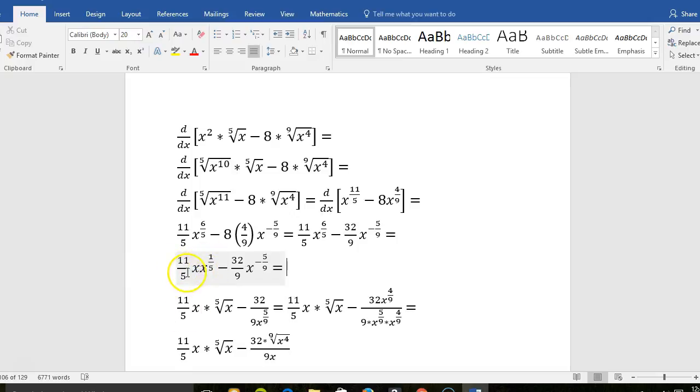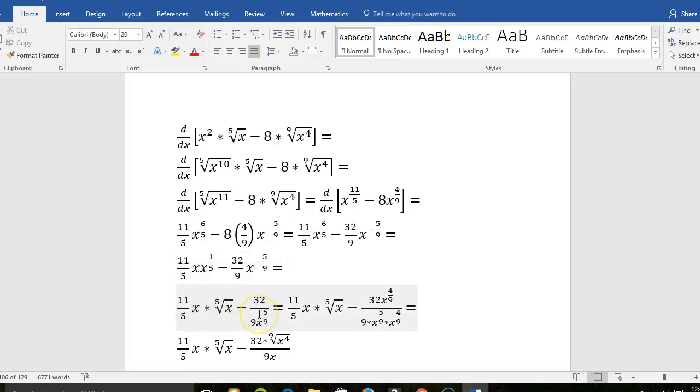So we have 11/5 times x, and going back to radical form, by definition, x to the 1/5 is the fifth root of x. I have this times sign here in Microsoft Word; on paper, you can just slap them together. And then minus, remember, by the law of exponents, x to a negative power goes in the bottom. So that x to the negative 5/9 goes down there with that 9, as x to the positive 5/9, but on the denominator now. It was in the numerator when it was the negative power.